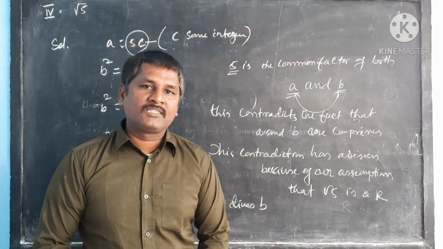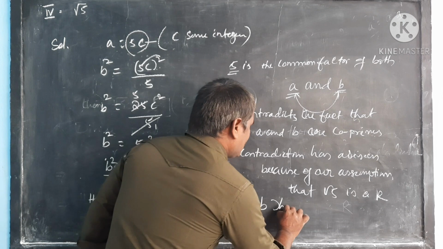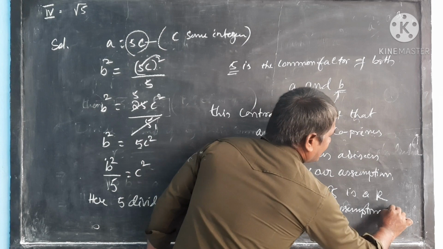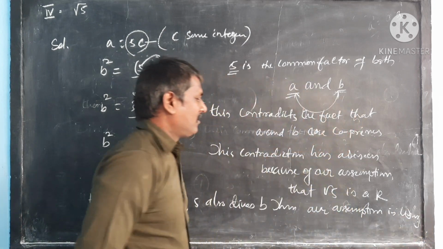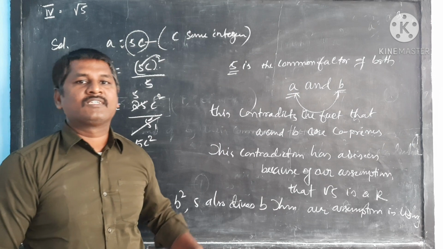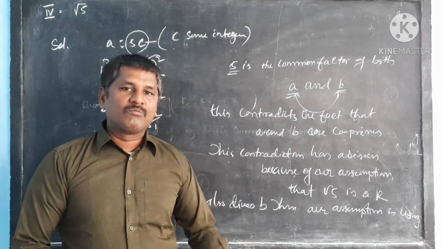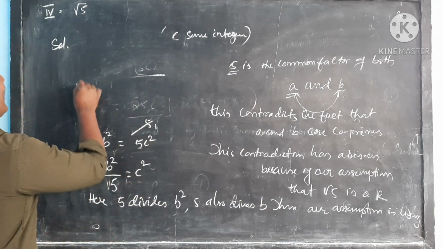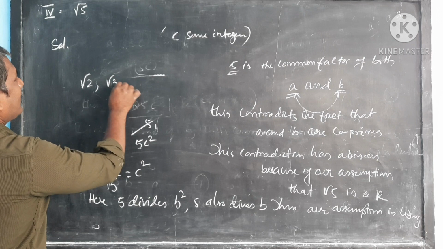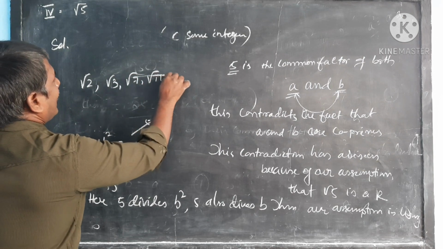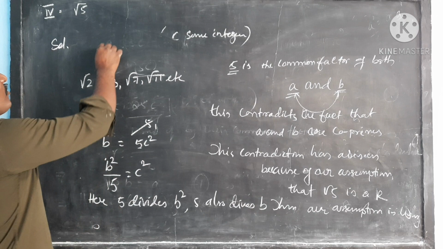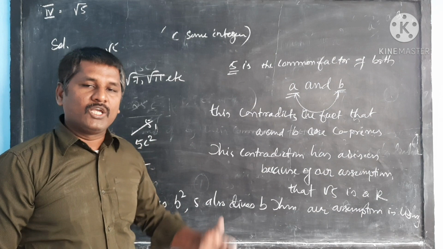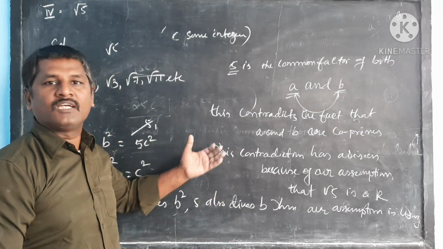Thus our assumption is wrong. Hence we can conclude that root 5 is an irrational number. Similarly, you can do this using the same model for the other numbers like root 2, root 3, root 7, root 11, etc. Instead of root 5, you can place root 2, root 3, root 7 and root 11. Using the same model, you can prove all these numbers.